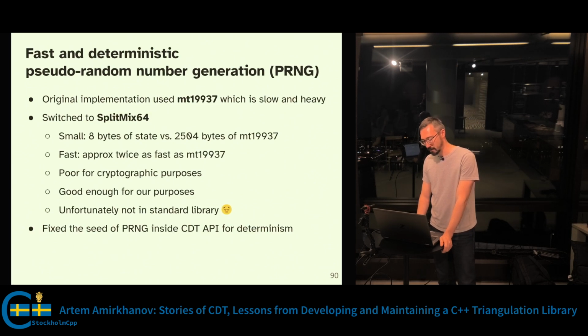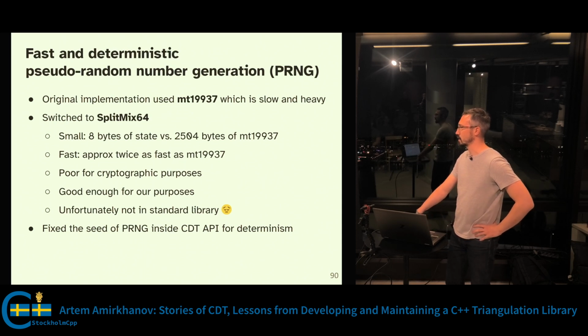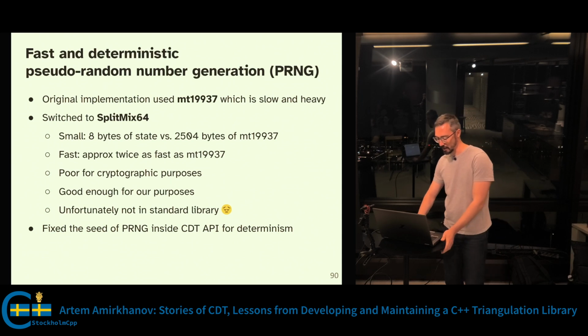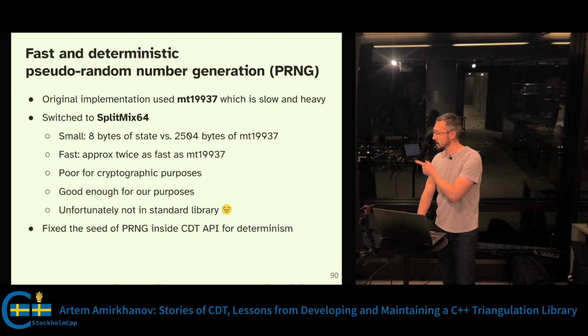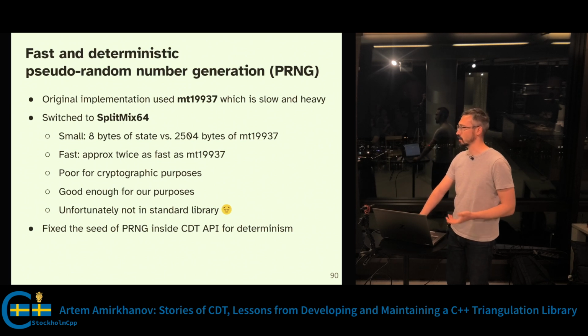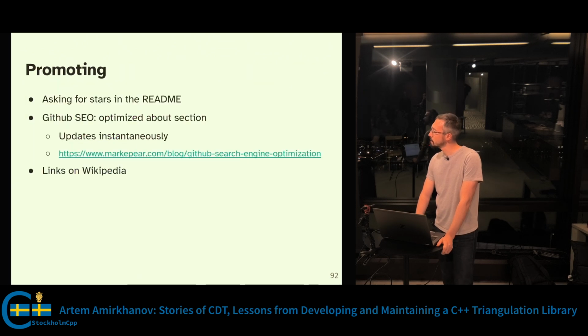Random number generation. Also, why is something like SplitMix64 not in the standard library? I don't know. It's a very simple pseudo-random number generator that fits on a slide. And it's faster. It has much less state, which is important if you don't want to have it static, and initializing it is not costly. So you can just always seed this generator with the same seed inside your API, and you get deterministic pseudo-random number generation, always the same sequence.